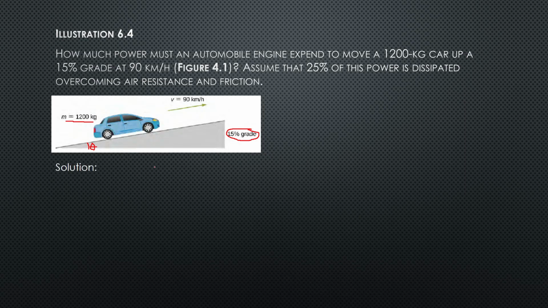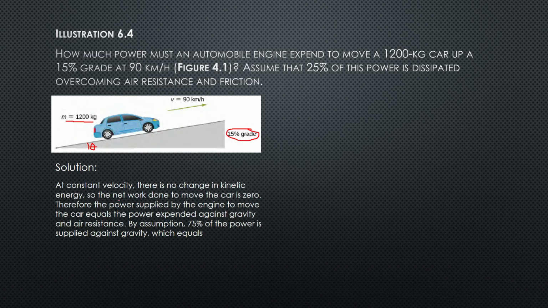So the solution. Okay, at constant velocity, there's no change in kinetic energy. So the net work done to move the car is 0. Therefore, the power supplied by the engine to move the car equals the power expended against gravity and air resistance. By assumption, 75% of the power is supplied against gravity, which is equal to power, force multiplied by velocity.